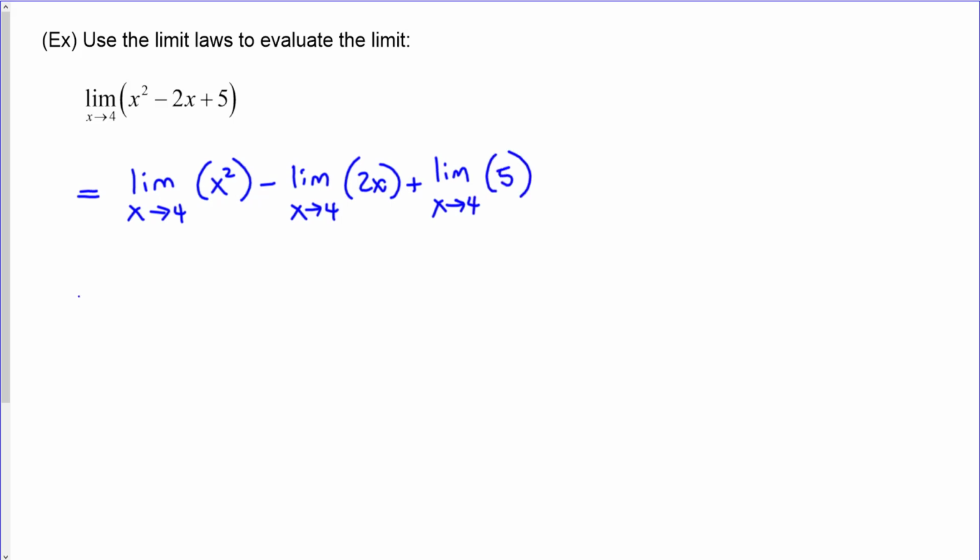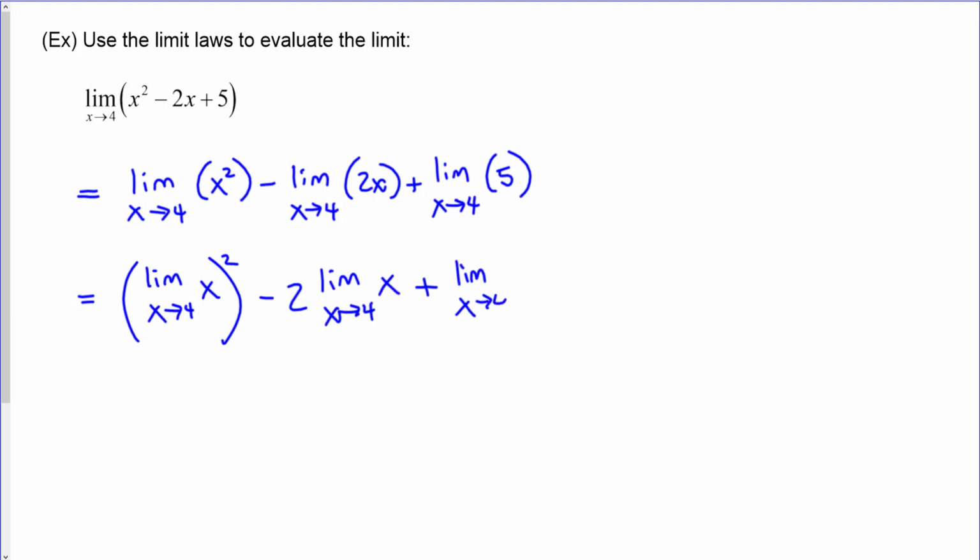Now, I also have a power law, which says that in this first piece, for instance, doing the limit as x approaches 4 of x squared is the same thing as doing the limit as x approaches 4 of x and then squaring the answer. And then the limit as x approaches 4 of 2x is the same thing as 2 times the limit as x approaches 4 of x. And lastly, this is still the limit as x approaches 4 of the constant 5.